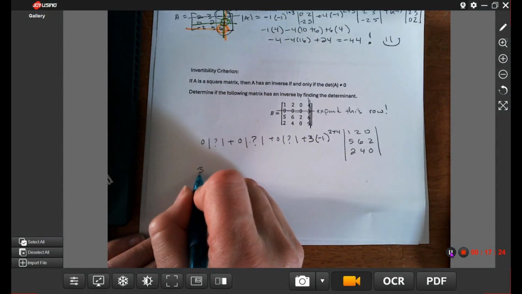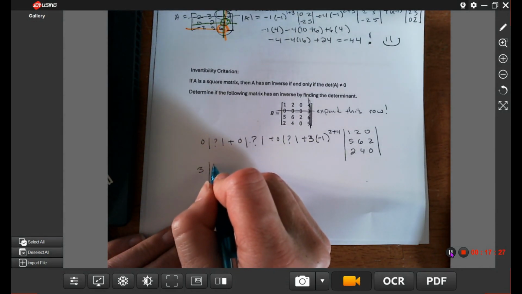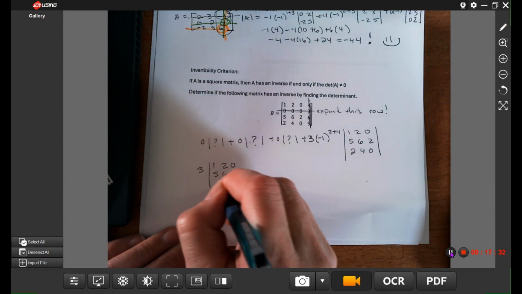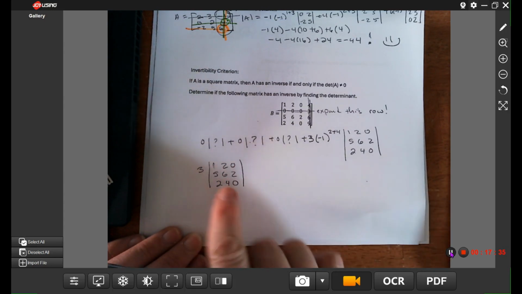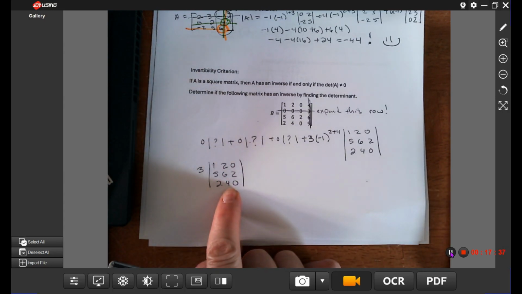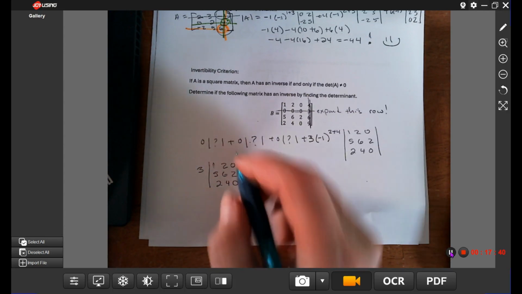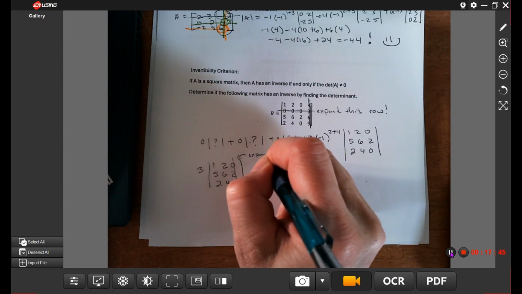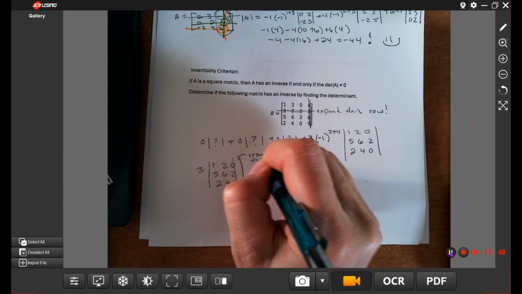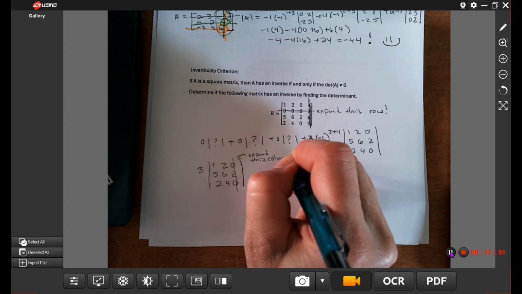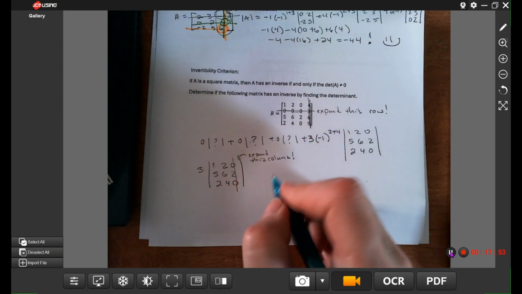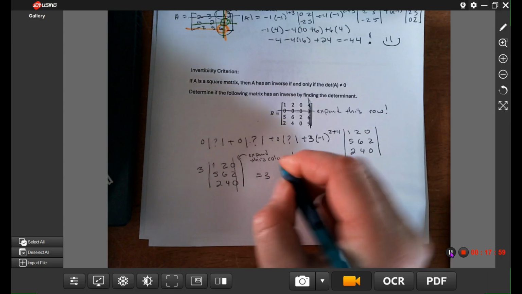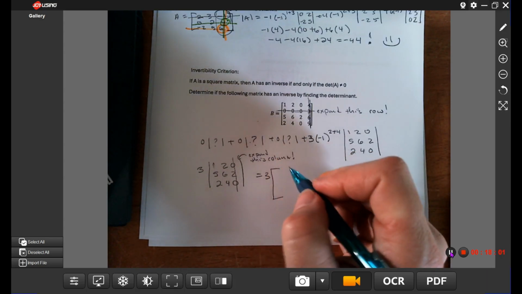So I have 3 times the determinant of this matrix. And now I've got to find the determinant of this matrix. So I can choose any row or column. I'm going to expand this column with all the zeros. Don't forget to keep the 3. And I'm going to give myself brackets.